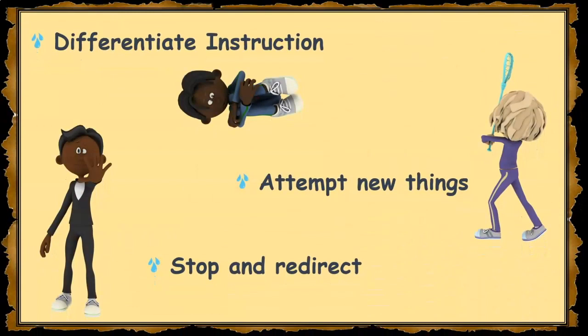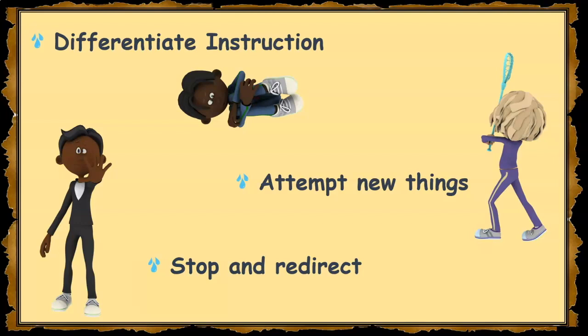Differentiate your instruction. If you're teaching something, always give them multiple levels, so that students can pick or choose what to do based on their level. Attempt new things. Don't be scared to try new things. Like if you've never done lacrosse before and you have the chance to use some sticks somewhere, try it. It's great. New things sometimes work better than anything you've done before.